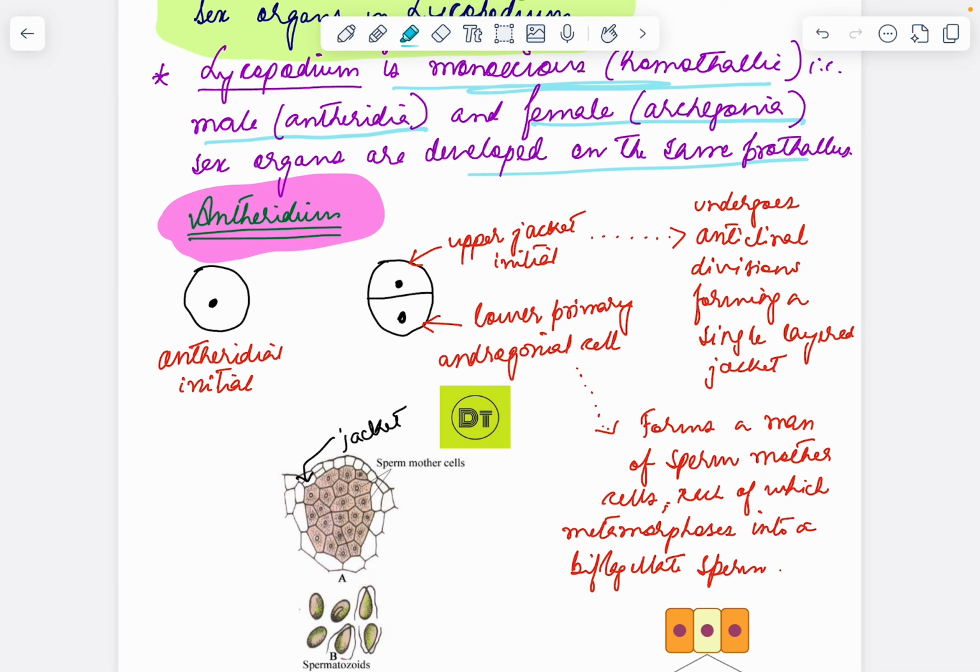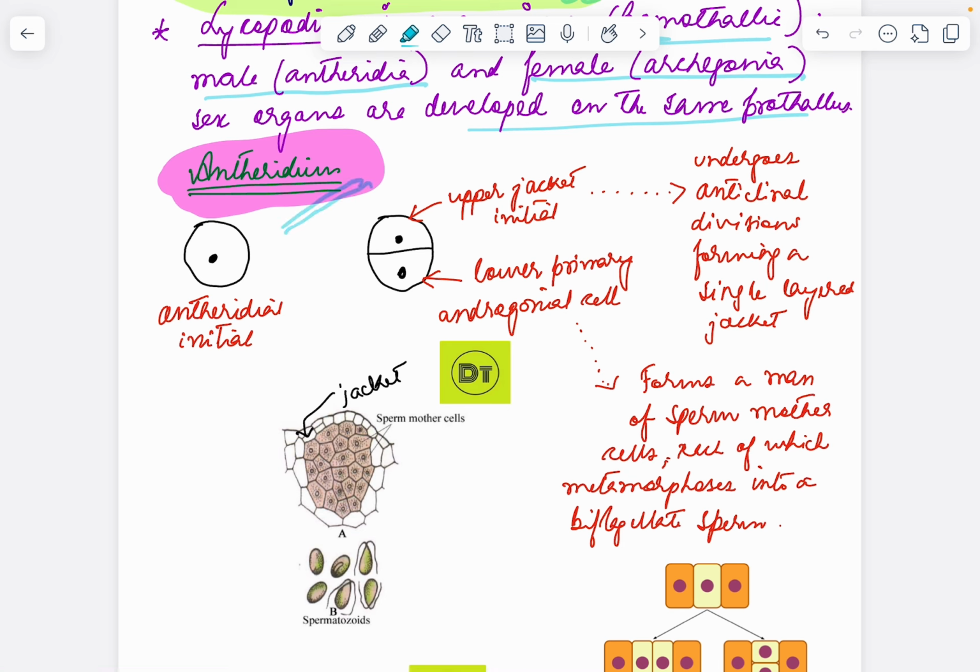So at first, let's see the development of the male sexual organ, that is antheridium. Antheridium develops from a superficial cell in the prothallus known as antheridial initial. Then this antheridial initial undergoes a transverse division and forms two cells, the upper jacket initial and the lower primary androgonial cell. Then the upper jacket initial undergoes anticlinal divisions forming a single layered jacket.